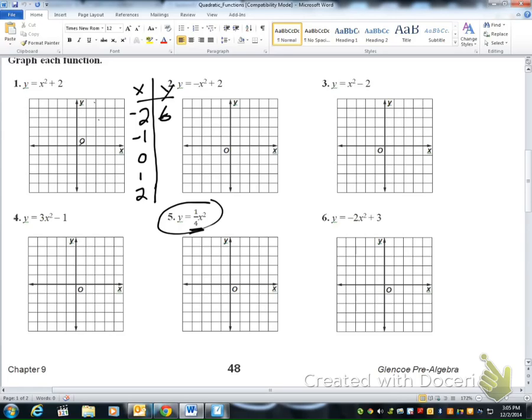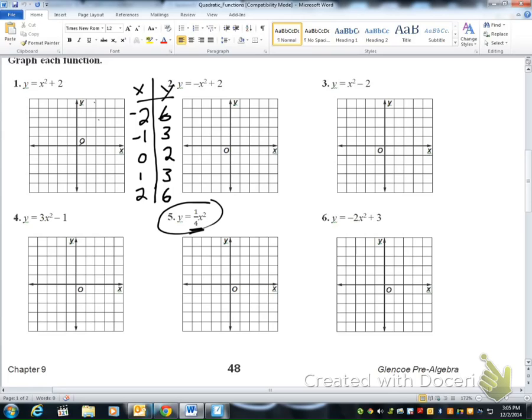Now, because this is going to be a parabola, and because we know -2 squared and +2 squared give the same thing, I also know this is going to be 6 right there. If I do -1, -1 squared is 1, and 1 plus 2 is 3. So this is going to be 3, and 1 is also going to be 3, because again, -1 squared and +1 squared both give us the same thing. And then the last one is 0. 0 squared is 0 plus 2 is 2.